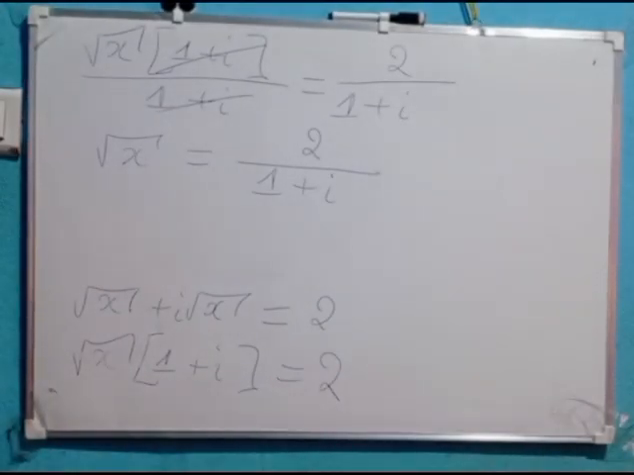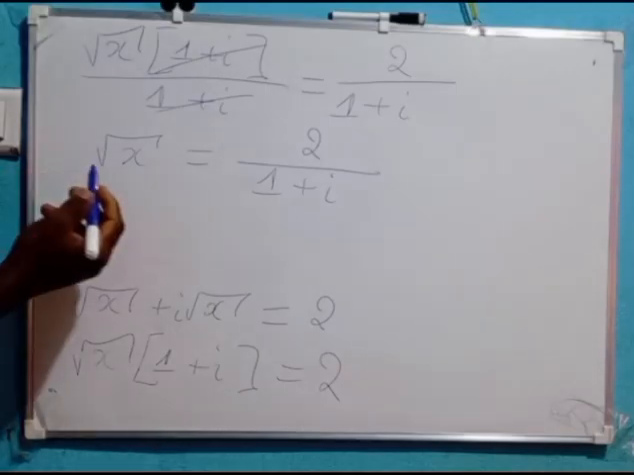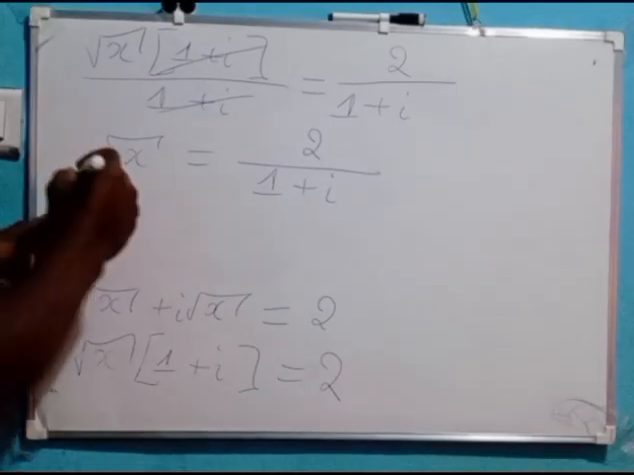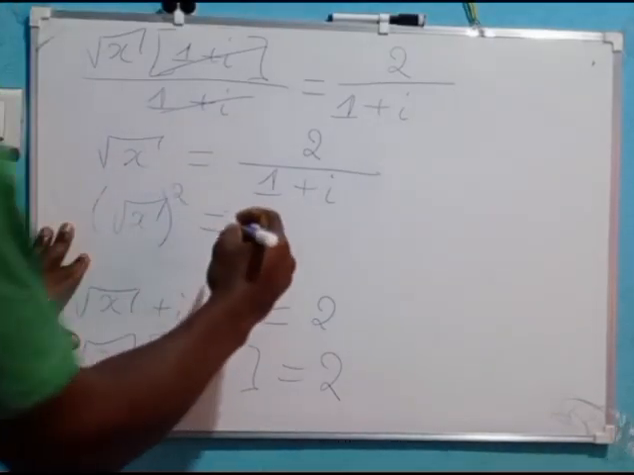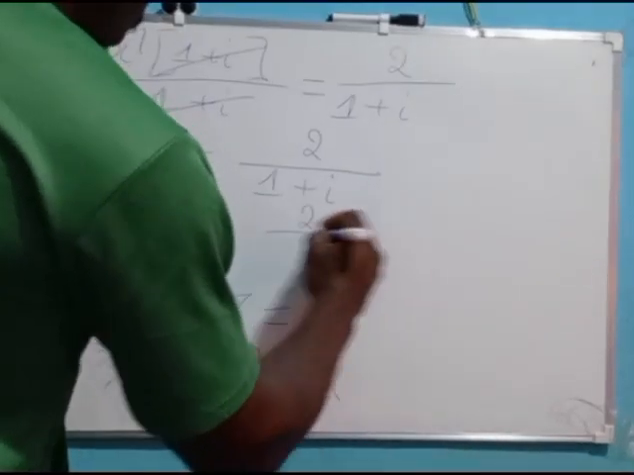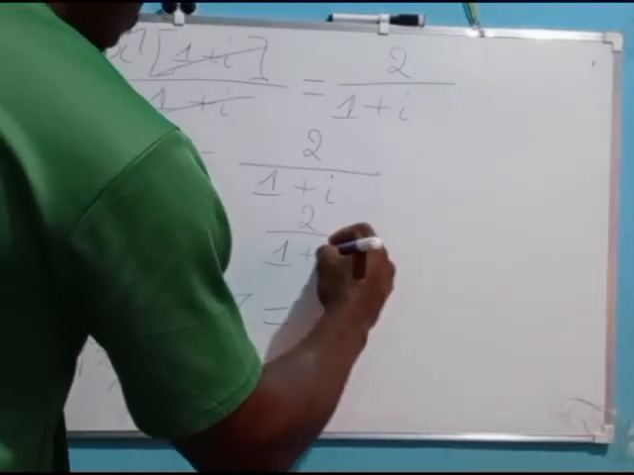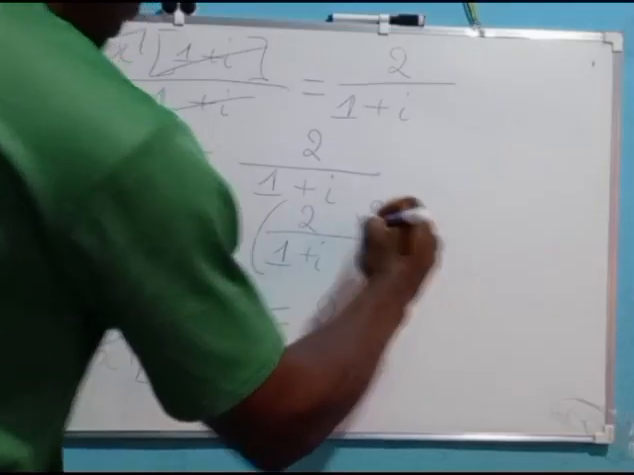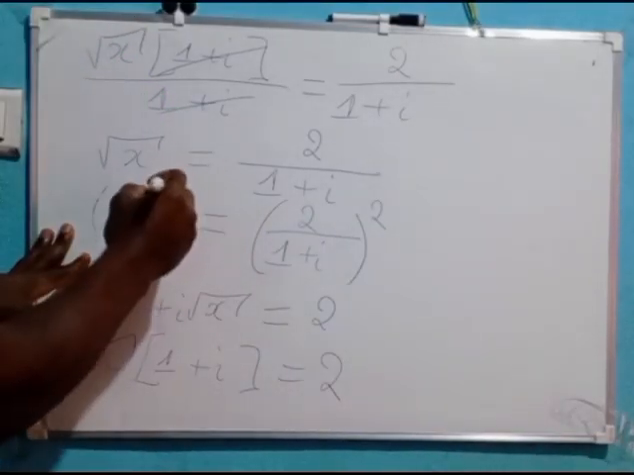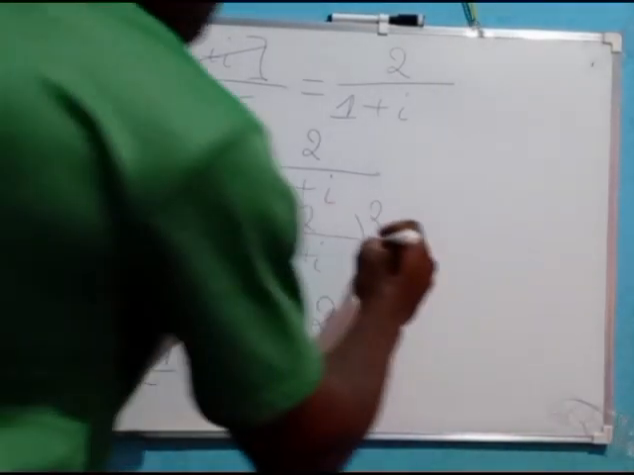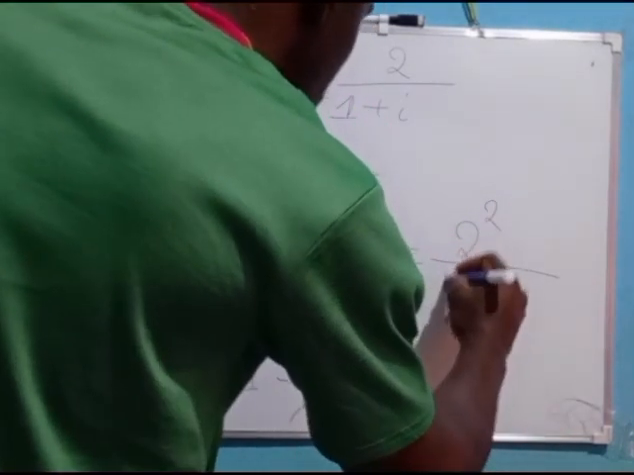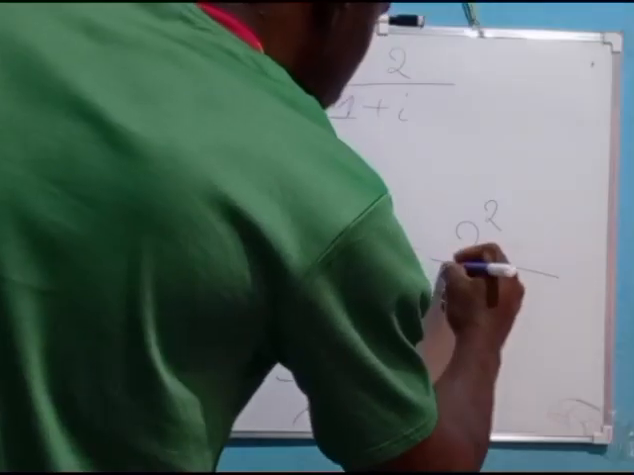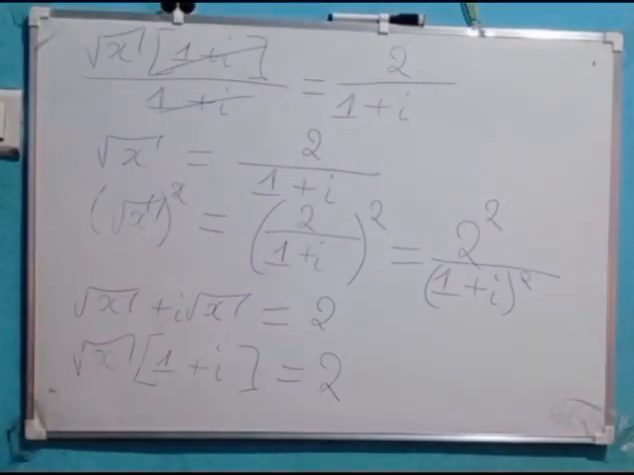Next, we are looking for x. So what we are going to do is square both sides to eliminate the square root sign from x. Squaring both sides, this will give us root x, all this squared, is equal to 2 all over 1 plus i, all this squared. This and this will strike off. On the right hand side, we can break this as 2 squared all over (1 plus i) squared as such.